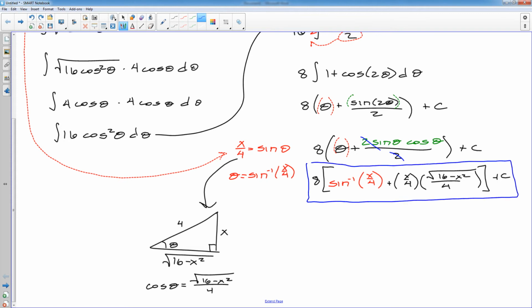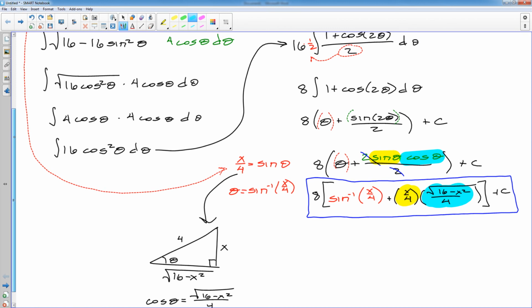So there we go, and maybe I'll highlight the stuff that I substituted just so you can keep it straight. I took out the sine theta, and I plugged in x over 4. I took out the cosine theta, and I plugged in root 16 minus x squared all over 4. So there you go. That is a trig substitution problem.